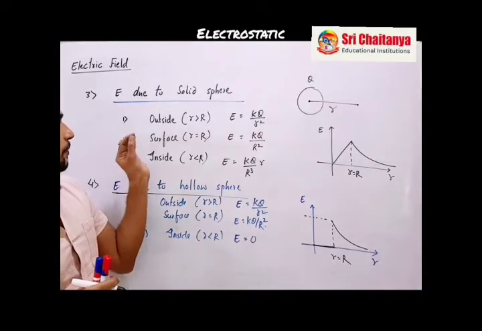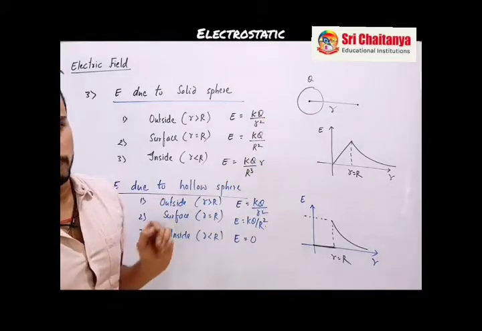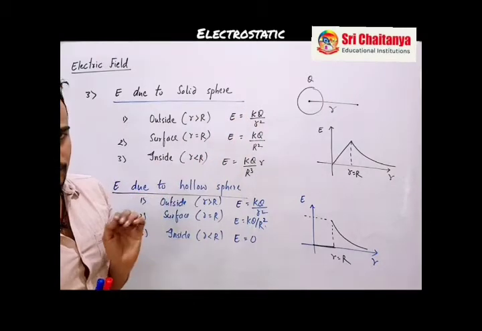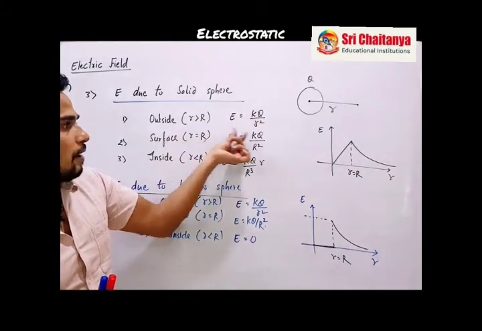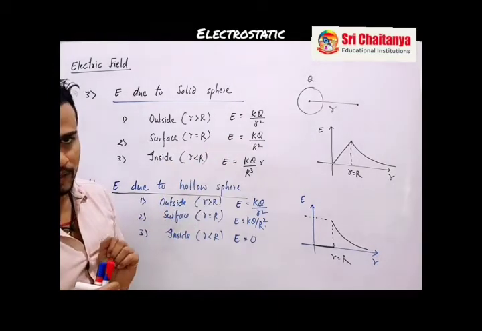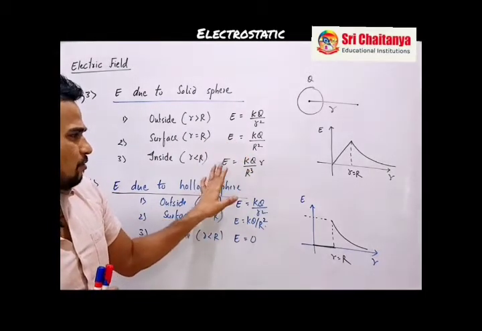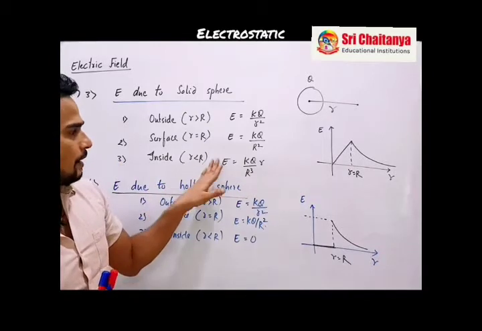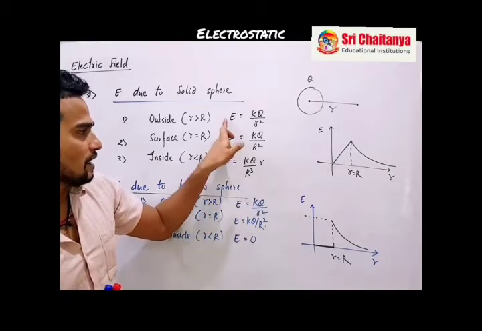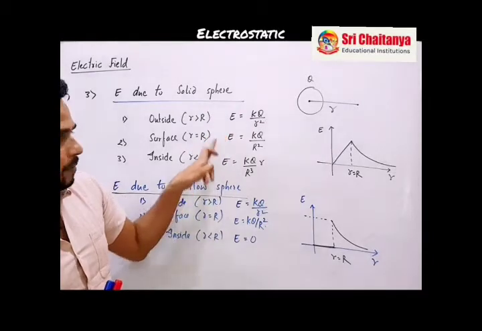So if I have a solid sphere, and that solid sphere has charge q distributed uniformly throughout its volume, then the value of electric field outside is kq upon r square. At the surface, r will be equal to R, that is kq upon capital R square, but inside the value will change, and this value is obtained with the help of Gauss Law, which we don't need right now. So you have to keep this value in your mind, that electric field inside will come kq upon R cube into small r.